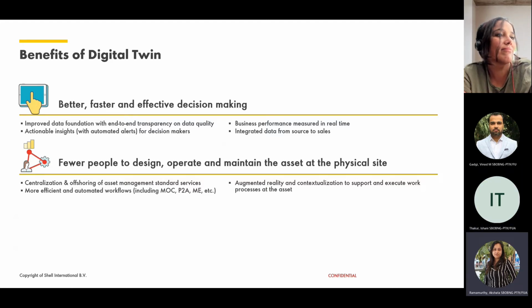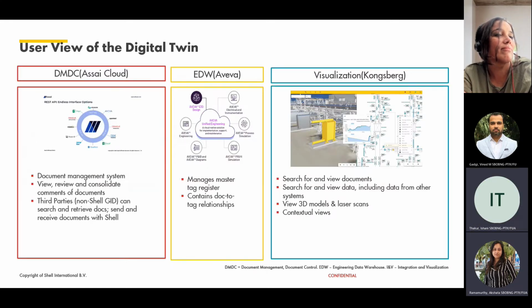Exactly. Next slide, please. So if we talk about the UI interfaces for digital twin, currently we have three UI interfaces: Asai Cloud, Aviva, and Consberg. When we talk about Asai Cloud, this is the document management and document control system. At a physical site, we have a lot of documents that are created. An example would be a pump which is used to drill out the oil at a production unit.